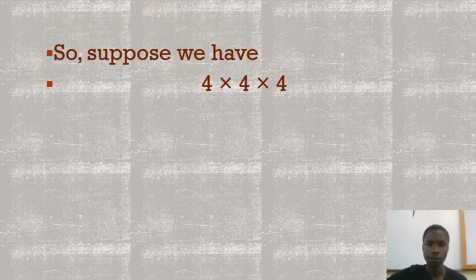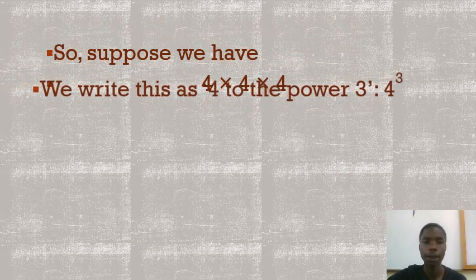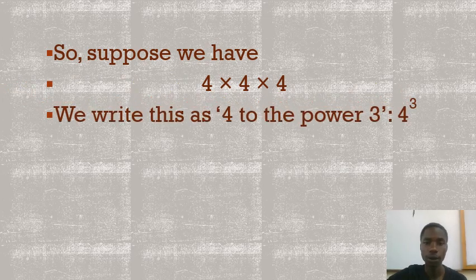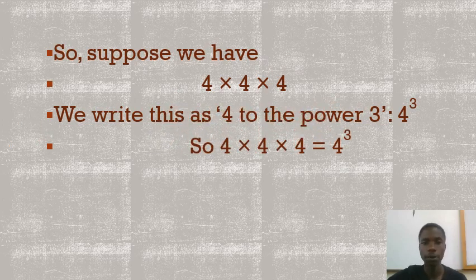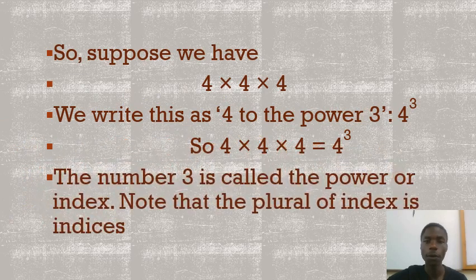suppose we have this example here, 4 multiplied by 4 multiplied by 4. There's a simpler and shorter way that we can use to write this expression. Instead of writing 4 multiplied by 4 multiplied by 4, we write this as 4 to power 3. As you can see, 4 is raised to power 3. So 4 multiplied by 4 multiplied by 4 is equal to 4 power 3.